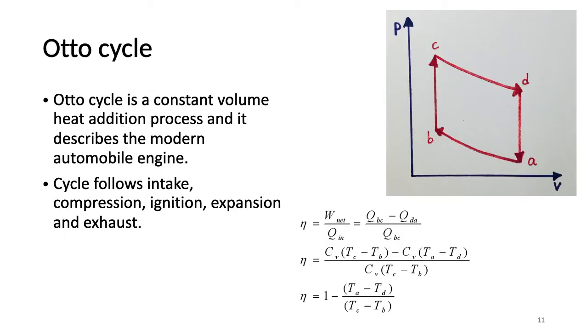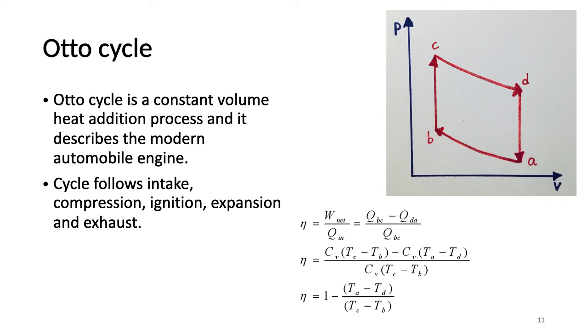Otto cycle. Otto cycle describes the modern automobile engine, or you can say a petrol engine or gasoline engine. It is a constant volume heat addition process. From A to B, isentropic compression. From B to C, isochoric heat addition. From C to D, isentropic expansion. And from D to A, isochoric heat rejection.